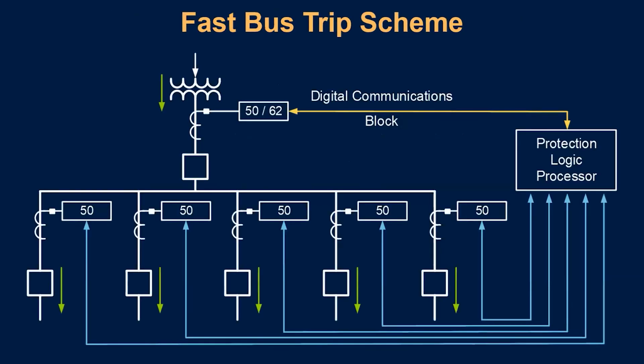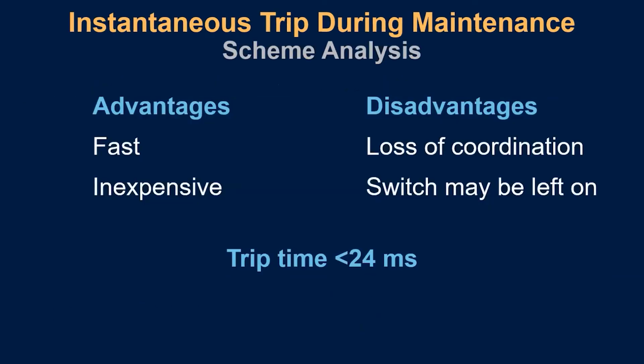The advantage here over the previous scheme is I don't have to wait for a blocking signal. I do lose some selectivity, but I don't have to wait for a blocking signal. And so I can trip even a little bit faster, in about half the time. So now we're looking at 24, 25 milliseconds, basically a cycle and a half. So it's basically just the filter delay time typical of a digital relay.